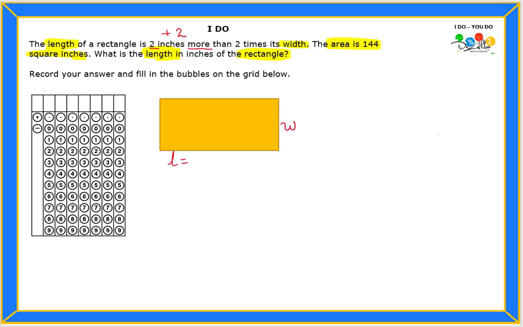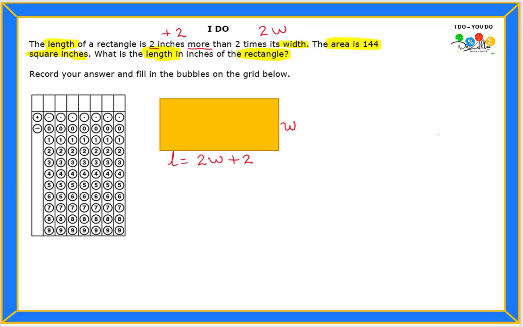It says 2 times the width. So 2 times the width will be 2W. Is that right? So the length now, it doesn't have a number, but it has an expression. And the expression is going to be 2W plus 2. That's my length. Okay? And the width, of course, is the W by itself.